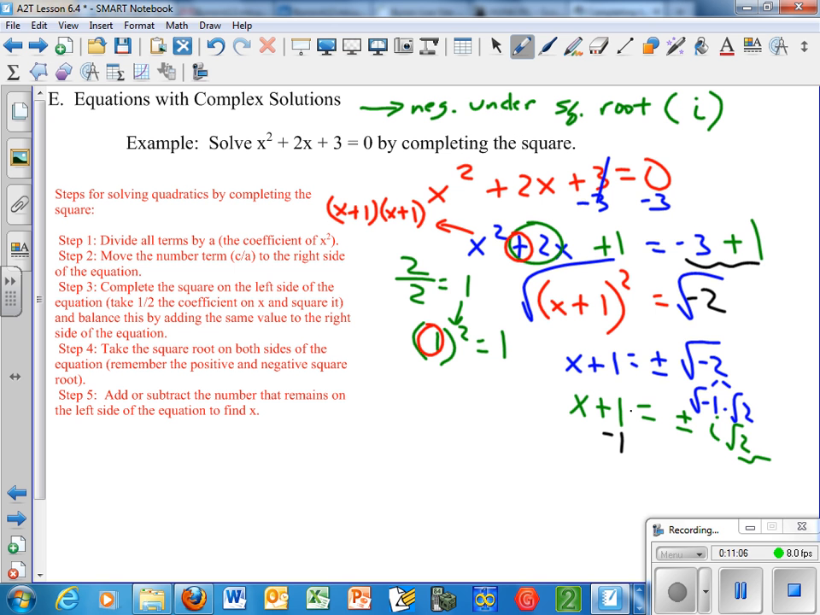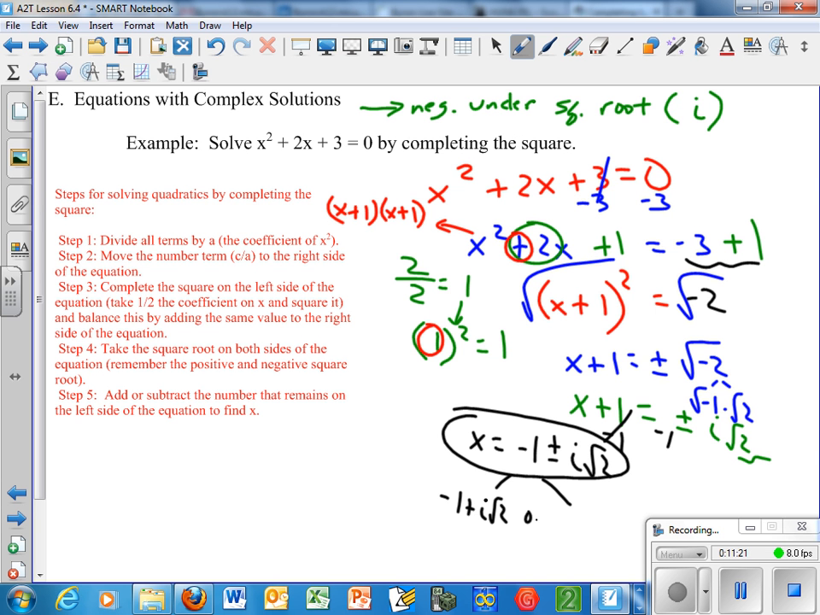Now we need to get our x alone by subtracting 1, putting it in front of the plus minus symbol, so it's negative 1 plus or minus i square root 2. You could leave your answer that way. Writing it as two separate roots would be negative 1 plus i square root 2, or negative 1 minus, let me rewrite that, negative 1 minus i square root 2. That would be as two separate roots. So complex solutions, because we ended up with a negative underneath the square root.